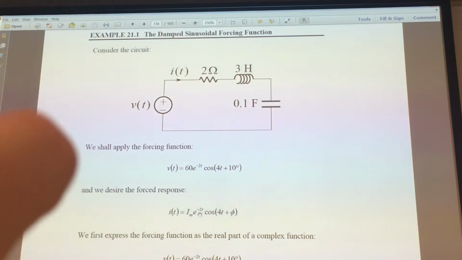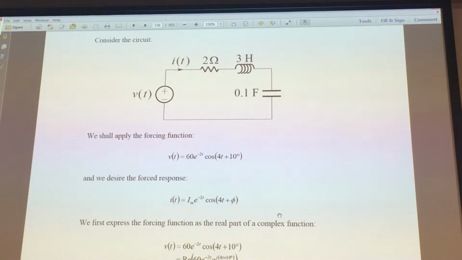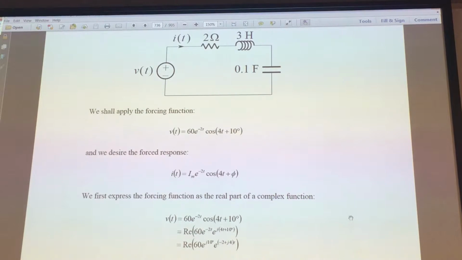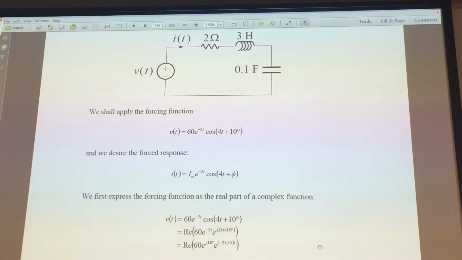But then it would be extremely difficult to deal with. It can be done, but not at this stage. And usually, nowadays, it's not done by hand anyway. So how do we calculate the response of that circuit? How do we find I_M and phi?